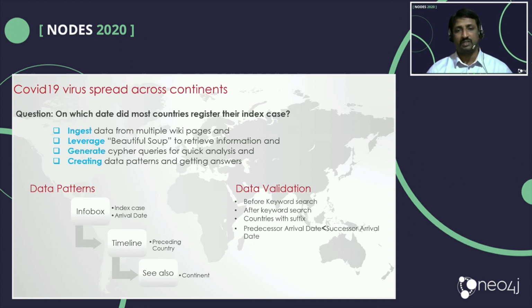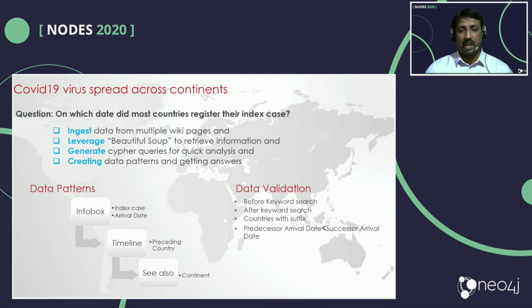that we have done for this case is the predecessor arrival date should always be less than the successor arrival date. Which means that for the transmission from one country to another, the initial country's arrival date should always be less. So that makes the logic here. That's a very important validation that we have done.